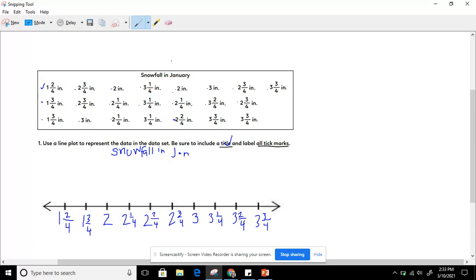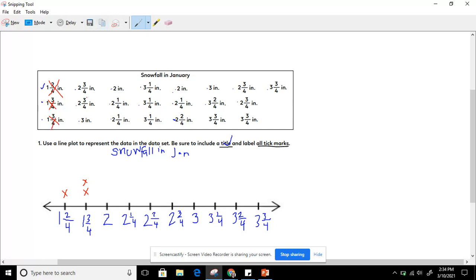So what that looks like is putting X's for the amount of numbers you see in the data set. For example, I like to start with the data set and just go through it. Our first number is 1 2/4. So we're going to put a tick mark or an X at 1 2/4. Okay, that one's done. 1 3/4. We put an X where 1 3/4 is. That one's done. 1 3/4 again. So we just put another X on top. And this is what a line plot is.